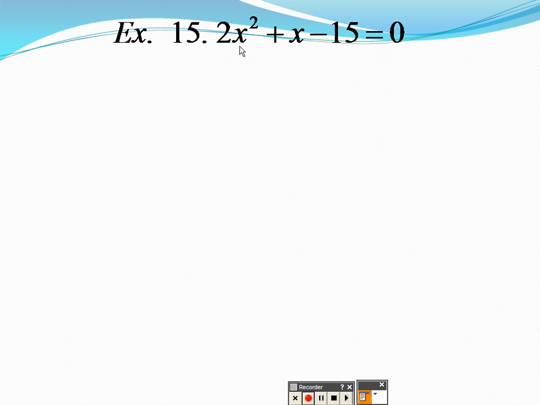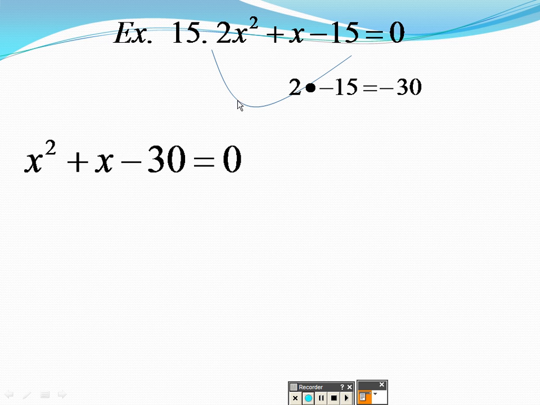This is a little easier to do slide and divide on because the numbers aren't as big. The other one we had negative 210. Well, how the heck can you figure that out? This one, much simpler. Slide that 2 over. So when you do, 2 times negative 15 is negative 30. So I have an x squared out in front, a positive x, and now a negative 30.